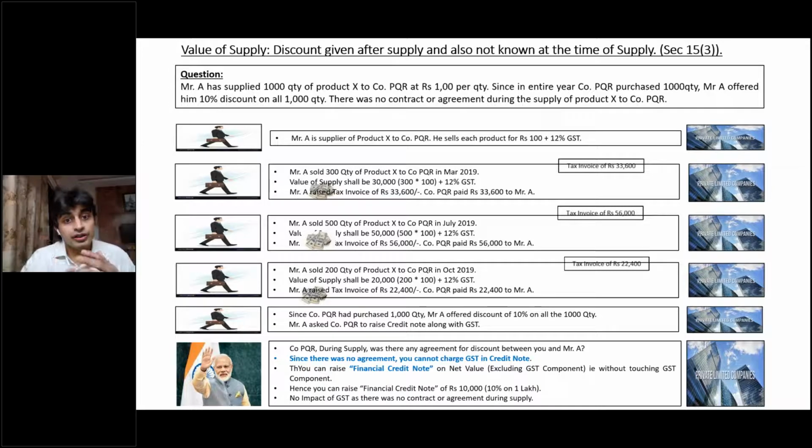Third is what? When am I giving discount? After supply, and also not known at the time of supply. Can I raise a credit note? Yes, but which? Financial credit note. Can I give GST impact? Zero. Is the buyer required to reverse the ITC? No, because there is no impact of GST. Okay, so this was my Section 15 subsection 3. I hope it is clear.